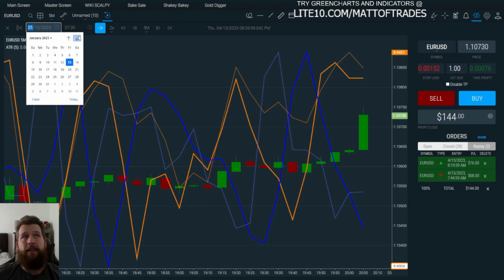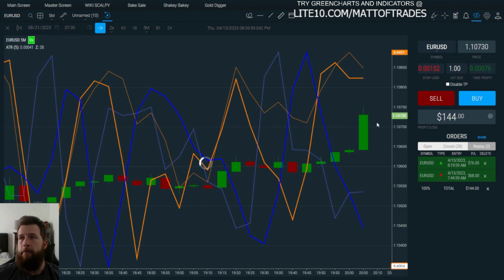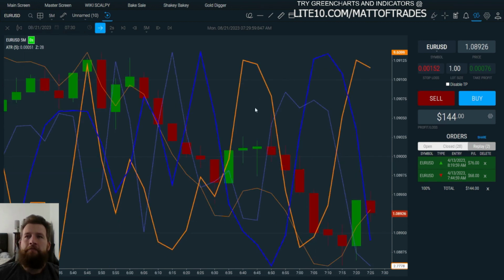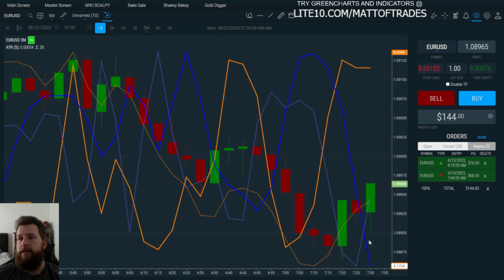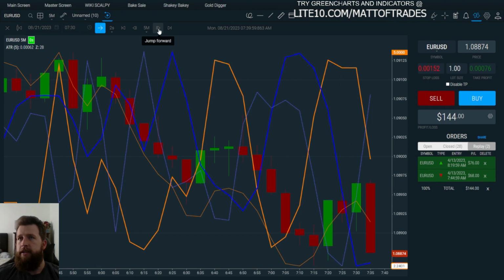Let's pick another random day. Let's go to August 21st. It's a Monday. Alright, so I usually don't like taking trades on the very first candle at 7:30, so... Alright, so hard rules, definitely want my thin orange and thin blue in agreement in the direction.